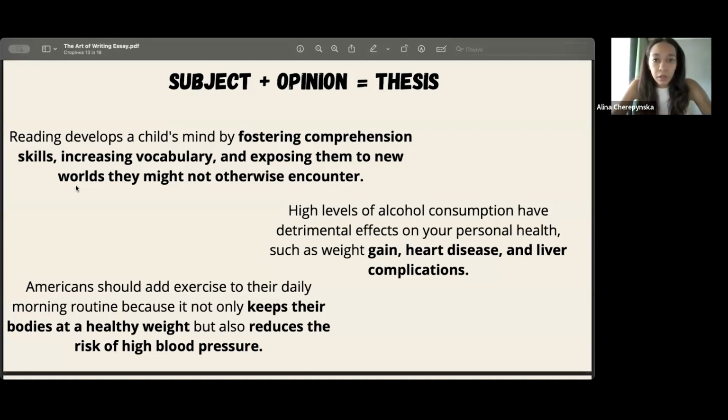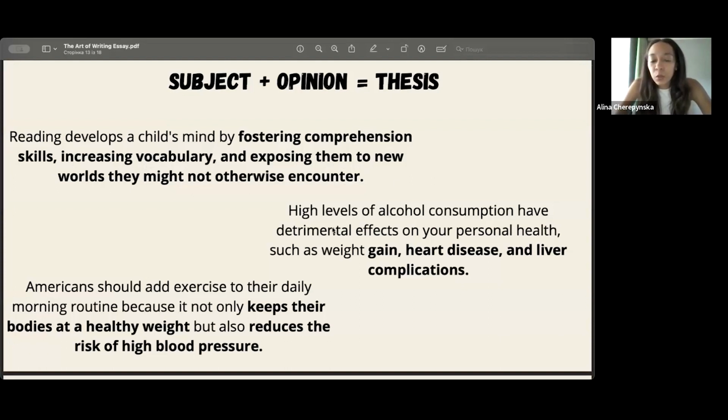And actually here we have the opinion of the author. Imagine that before "reading" you have "I think." "I think reading develops a child's mind." That's it, already a made sentence, but without "I think." What is more important, with the help of a proper thesis statement, you build the order of your writing. It's obvious that the next paragraph after the introduction will be about fostering comprehension skills. The third paragraph will be about increasing vocabulary. The fourth will be about exposing them to new words. And then, of course, the conclusion. That is why a good thesis statement can be a small plan of your work.